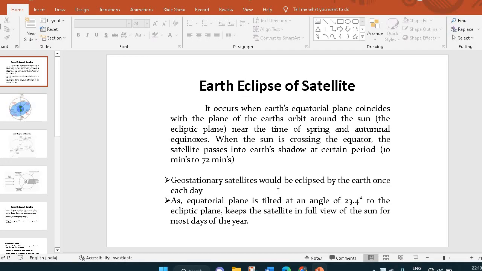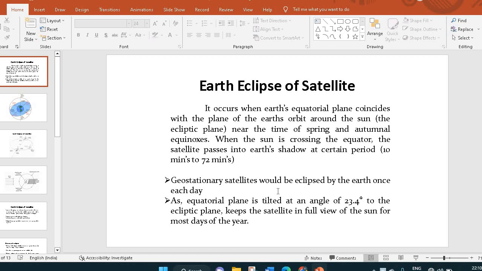Good morning. Today we are going to see the Earth eclipse of satellite and also transit outage. It occurs when Earth's equatorial plane coincides with the plane of the Earth's orbit around the Sun near the time of spring and autumnal equinoxes. When the Sun is crossing the equator, the satellite passes into its shadow at certain period.